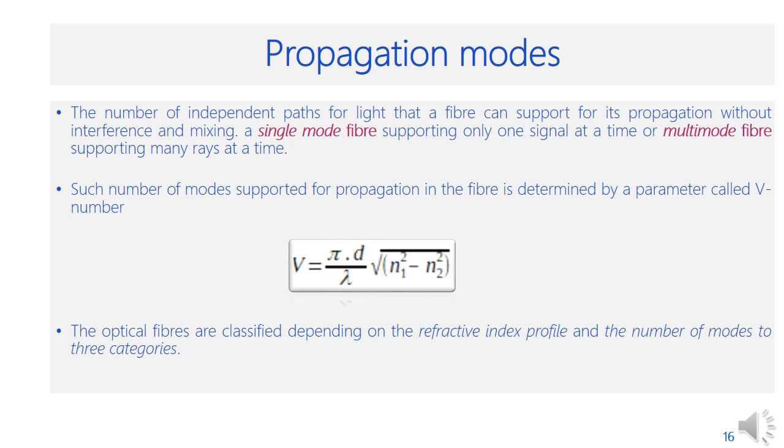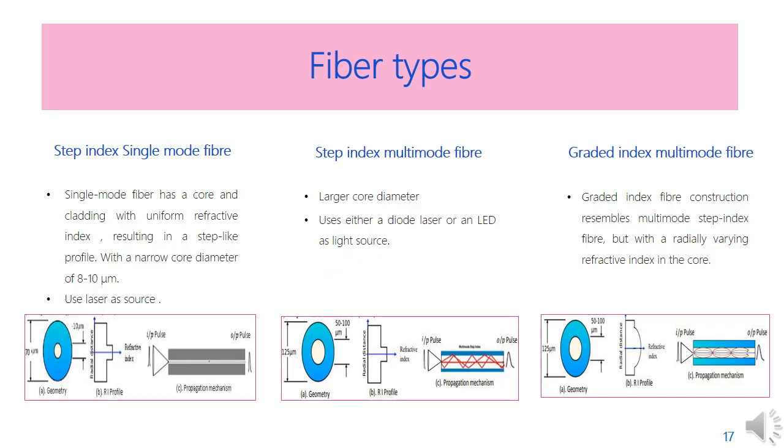According to the number of modes and the refractive index profile, we can classify the fiber into three types. Step index single mode fiber has a core and a cladding with uniform refractive index, and a core diameter on the order of 10 micrometers. Step index multimode fiber has a larger core diameter and uses laser and LED as a source. A graded index multimode fiber resembles step index multimode fiber, but the refractive index varies radially.